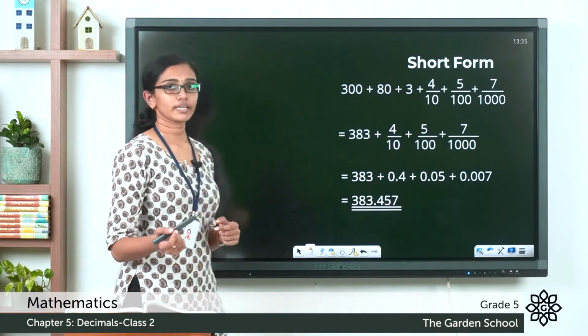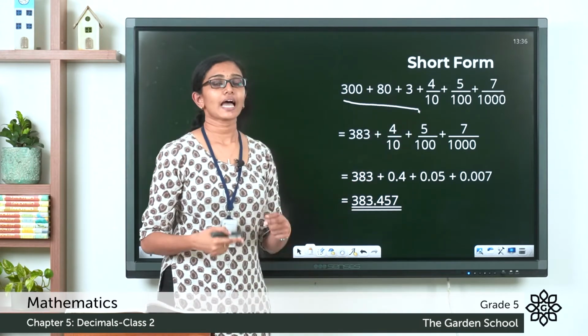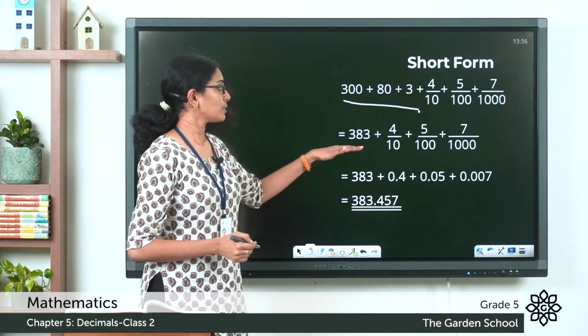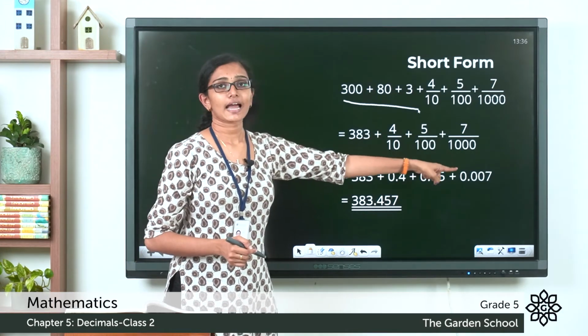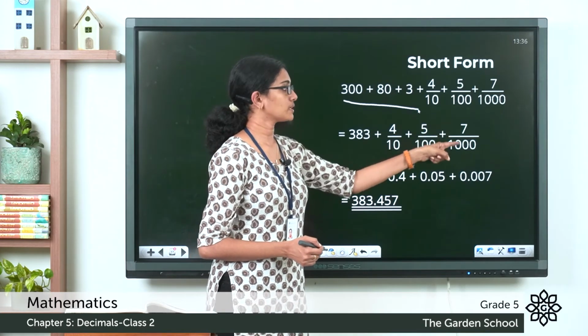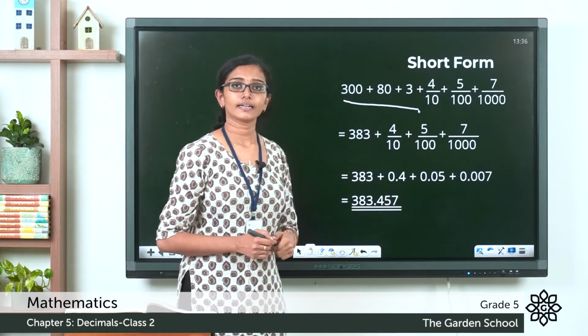So from this we can write the whole number part: 300 plus 80 plus 3. Let's add up these place values, which will give us 383. Now we have the whole number part. Now let's add up the decimal part. So 4 by 10 plus 5 by 100 plus 7 by 1000.